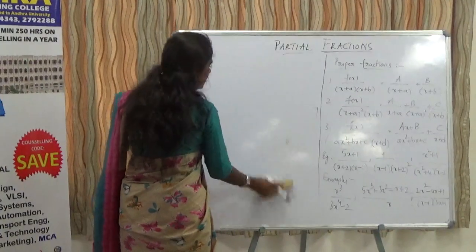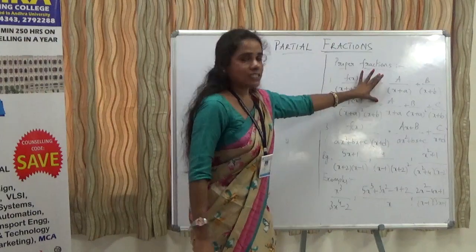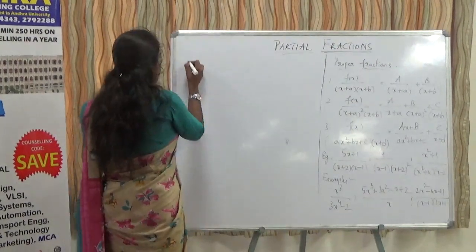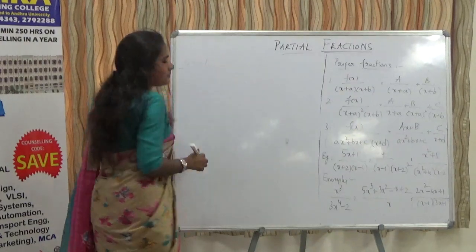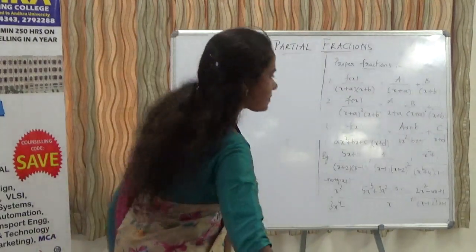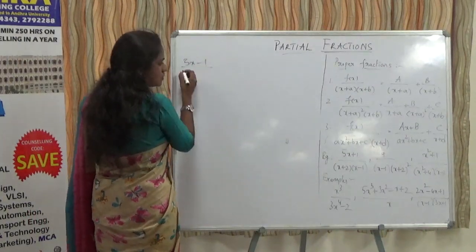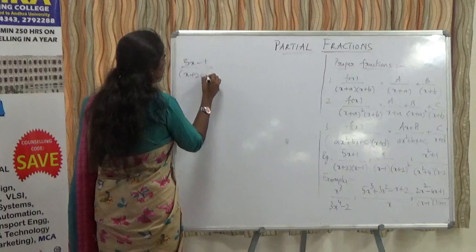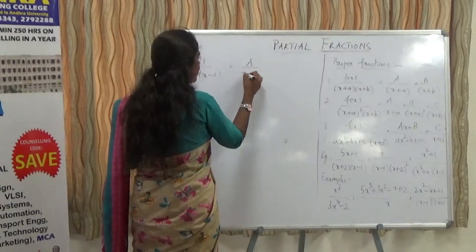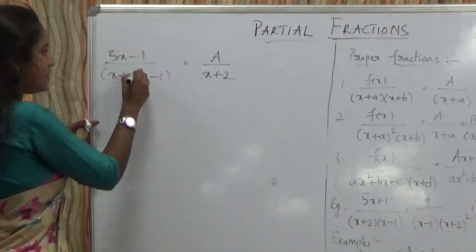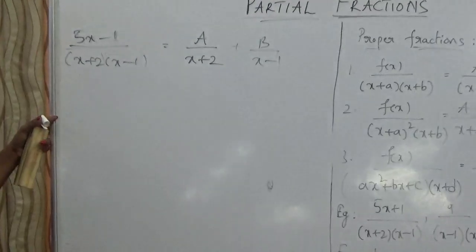The first step is we have to separate by this formation. That means (5x minus 1) by (x plus 2) into (x minus 1). So we have to separate into capital A by x plus 2, the first linear factor, and B by x minus 1, that is the second linear factor.